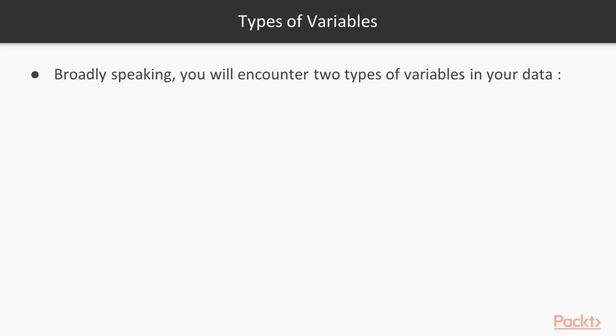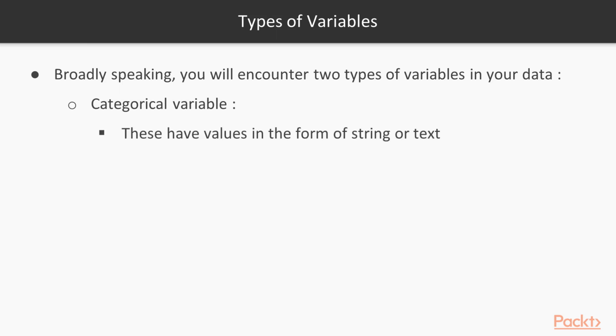So let's go ahead. First, we'll discuss what are different types of variables that you'll encounter when you explore any dataset. So broadly speaking, there will be two types of variables. You can divide it into further subcategories if you want, but broadly speaking, there are just two types of variables. First up is the categorical variables. So these simply have values in the form of string or text. Something like sex, address, dates. Even dates are included in categorical variables.